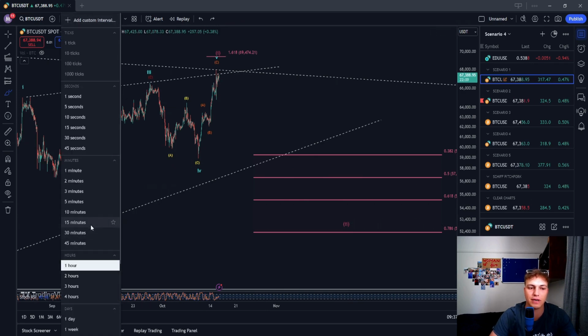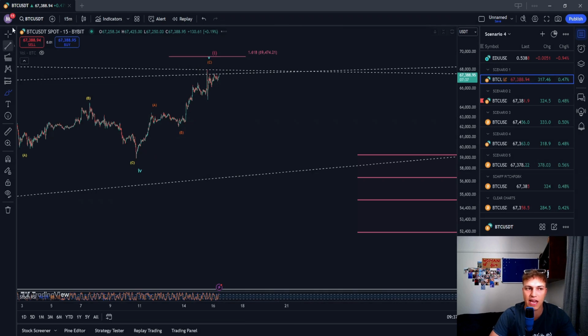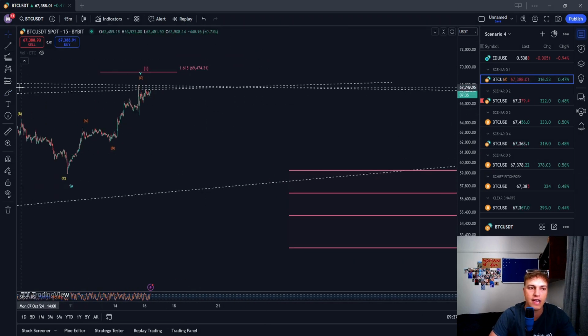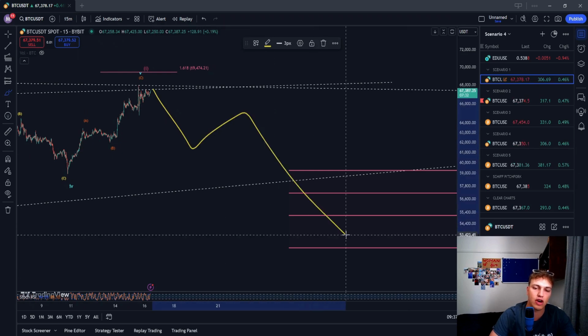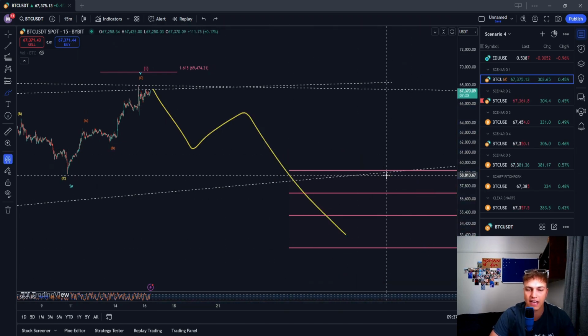Then on the 15-minute time frame, I would do the same, shorting from this area at the moment and then targeting this pink box here.